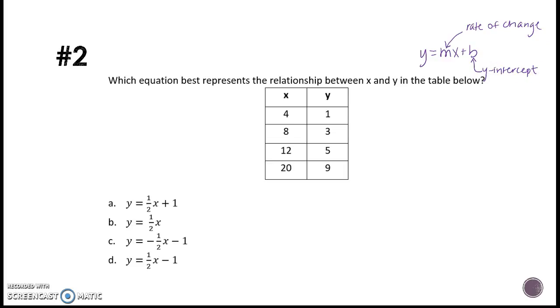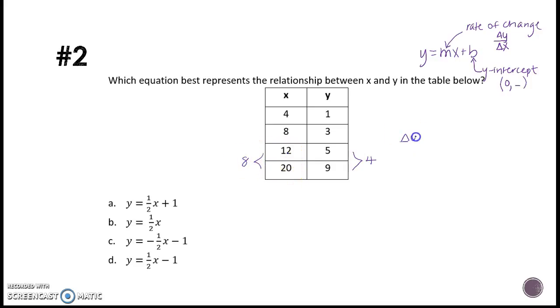All right, so our rate of change is the change in y over the change in x, and the y-intercept is the value of y when x is 0. So we don't see that here in the table. So we're going to have to find our rate of change and then use that rate of change. So first, our change in y, we always start from the bottom of the table. So 9 minus 5 is 4 over our change in x. 20 minus 12 is 8.